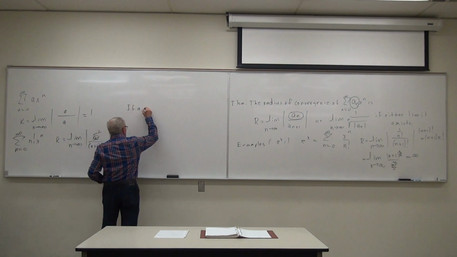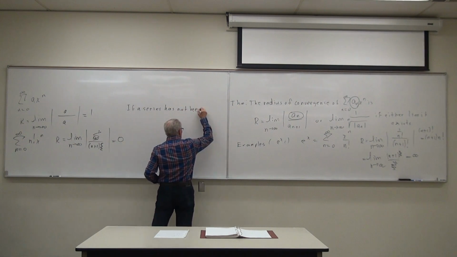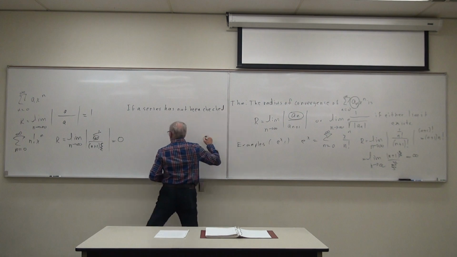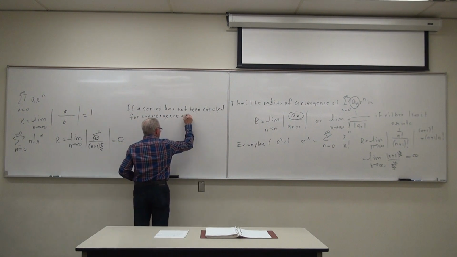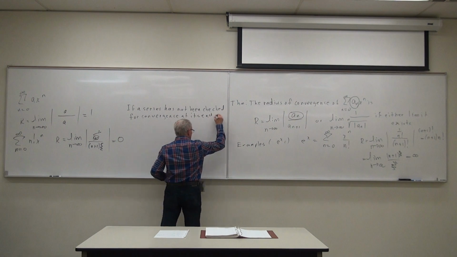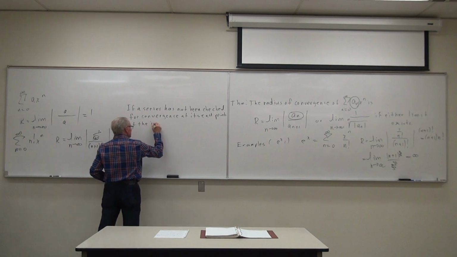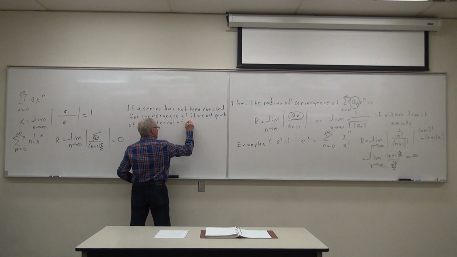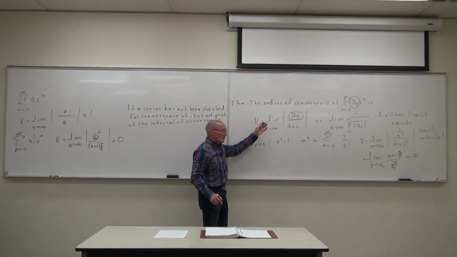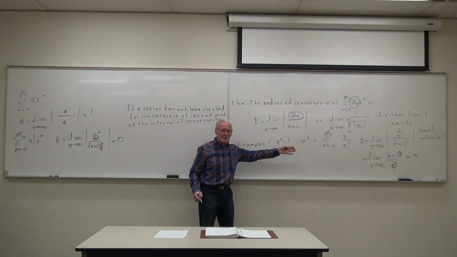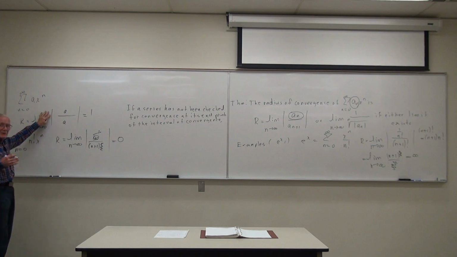If a series has not been checked for convergence at its endpoints of the interval of convergence... Now, that is not the case for the sine or for the e to the x series. There are no endpoints. It goes from minus infinity. That is not the case for this silly guy, because it only converges at x equals 0. It would be the case for something that looks like this.